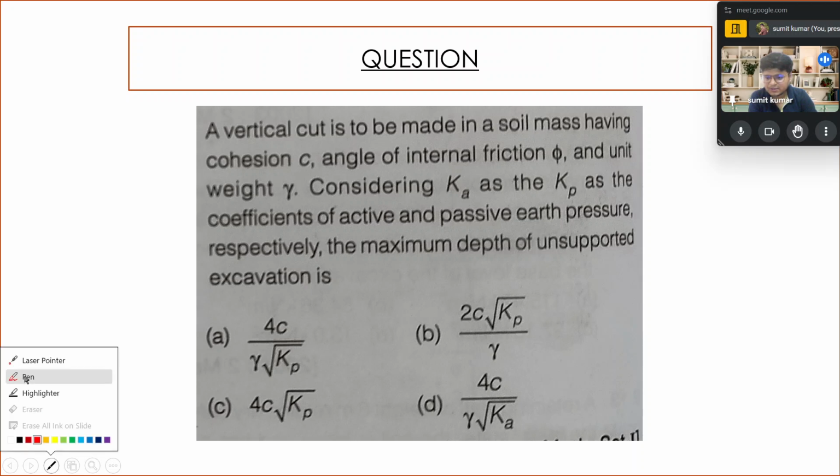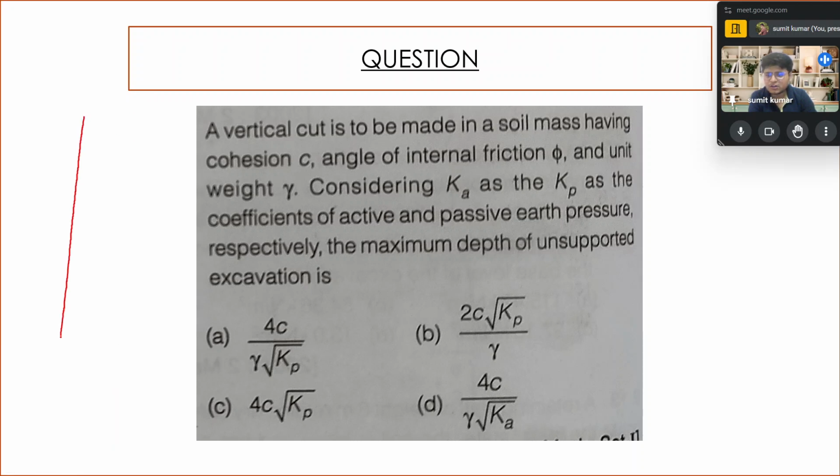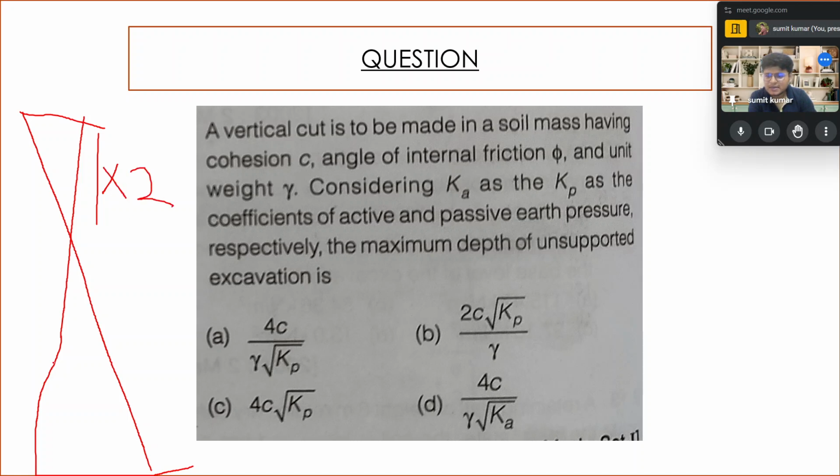Give me a minute, I will draw something. When we plot the earth pressure diagram like this, this depth multiplied by 2 times is going to be 4c by gamma root k. Basically, over here the negative earth pressure is there, over here the positive is there. It is balanced up to a certain depth. That depth is 4c by gamma root k. So the option D is going to be our correct answer.